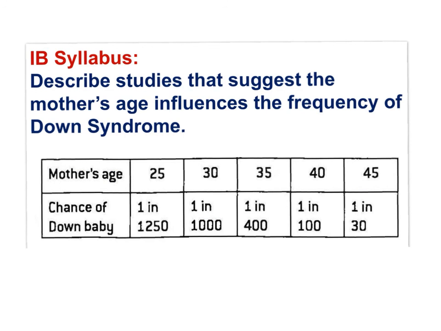Studies have been done that suggest that the mother's age influences the frequency of Down syndrome. The risk of Down syndrome increases as women get older. Among 25-year-old women, Down syndrome occurs 1 in 1,250 births. Among women who are 40 or older, Down syndrome occurs in 1 in 100 births or more frequently.